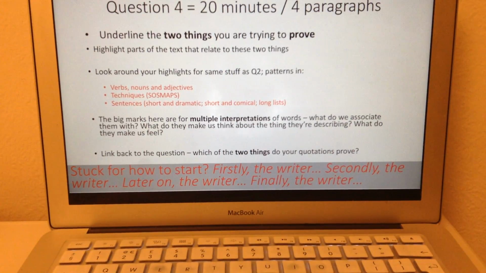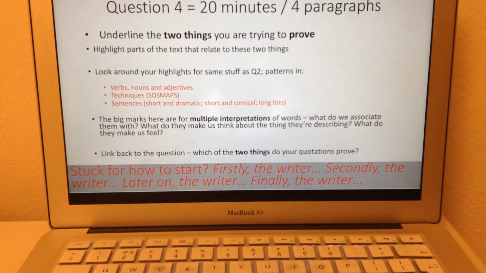Are there any patterns in the verbs, the actions, the nouns, the objects, or the adjectives, the describing words? Do they prove something about your statement? Then you've probably noticed there might be some techniques. Are there similes, metaphors, personification, onomatopoeia? If there are, highlight those if they are relevant and they prove the thing we're trying to prove. Last of all, can you say something about sentences? Do the shorter, more dramatic sentences or the longer lists in this text prove anything about what you're trying to prove?